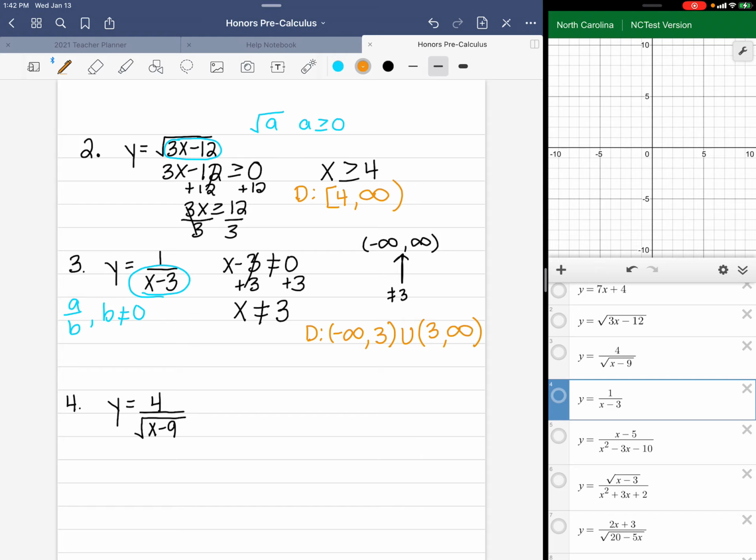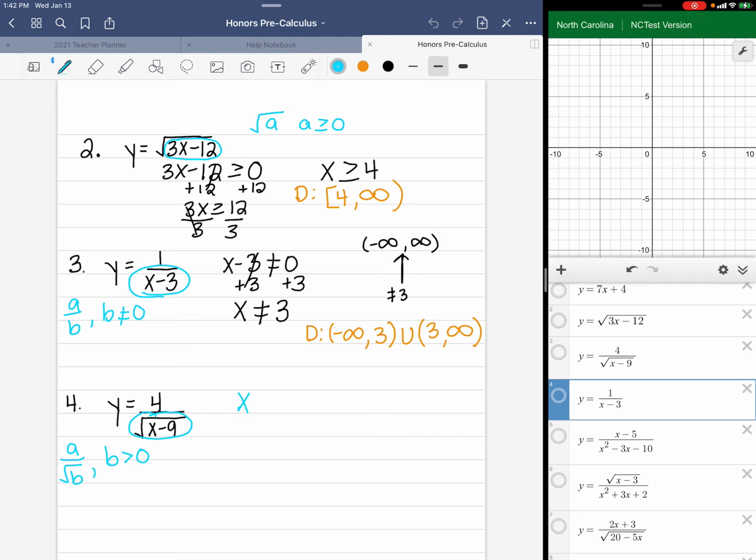All right, so for number 4. So number 4 is that combination of the two. So I have a square root and I have a denominator. So I have both of them down here at the bottom. So that's going to tell me that if I have a square root in the bottom, it is going to just be greater than 0. Why is it just greater than 0? Because it can't be equal to 0 because it's in the denominator.